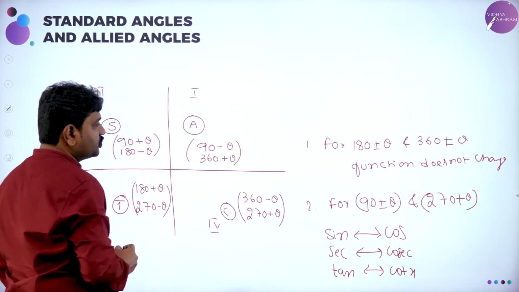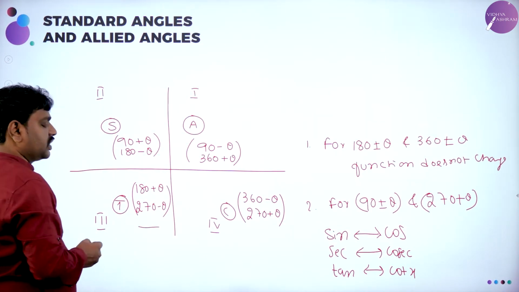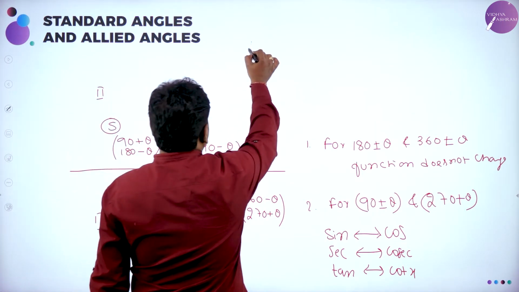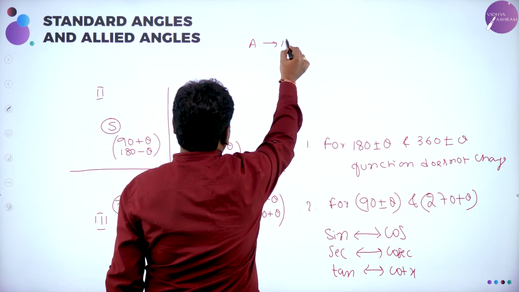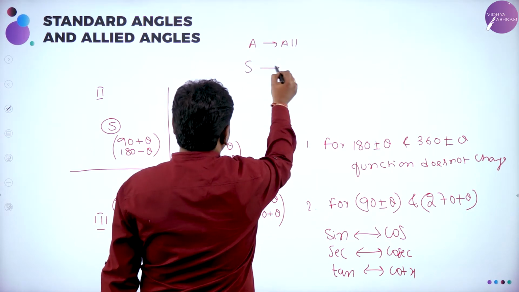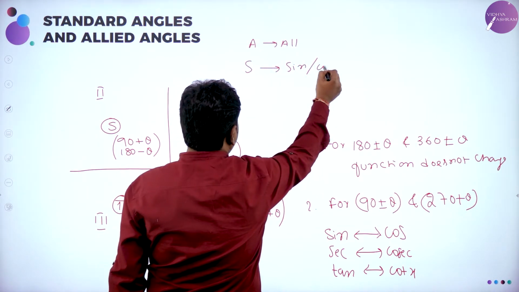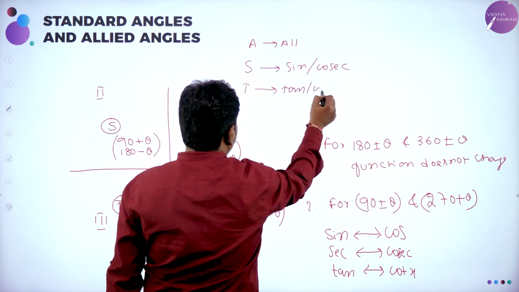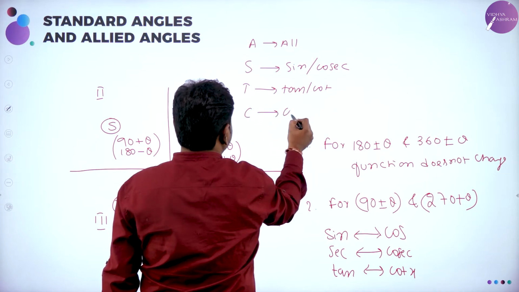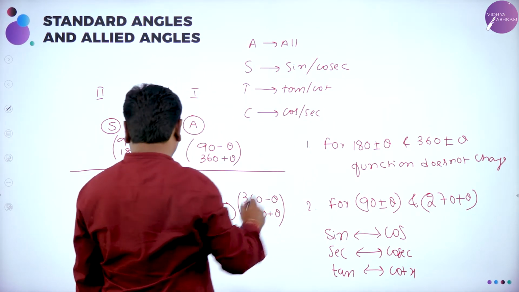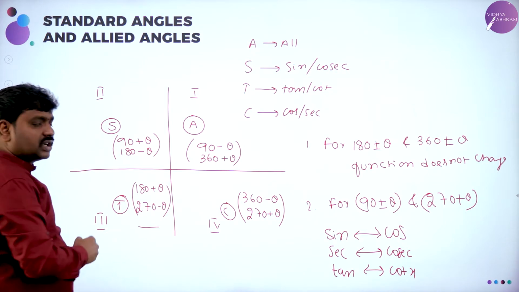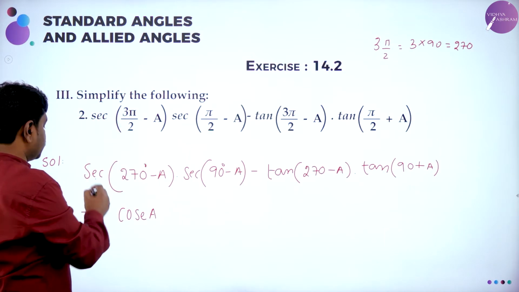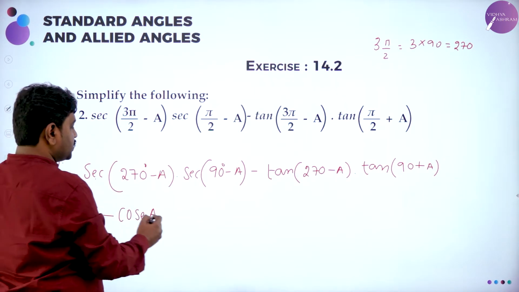And when you refer, 270 minus theta is in third quadrant. In third, T means what? Tan or cot. Dear students, A stands for all trigonometric functions. S means sine and its reciprocal, sine and cosecant are positive. T means tan and its reciprocal, tan or cot are positive. C means cos or secant are positive. Coming to this, here 270 minus theta is in third quadrant. In third, tan and cot are positive. But here in our question we have secant. Secant will be negative. Minus cosecant a.